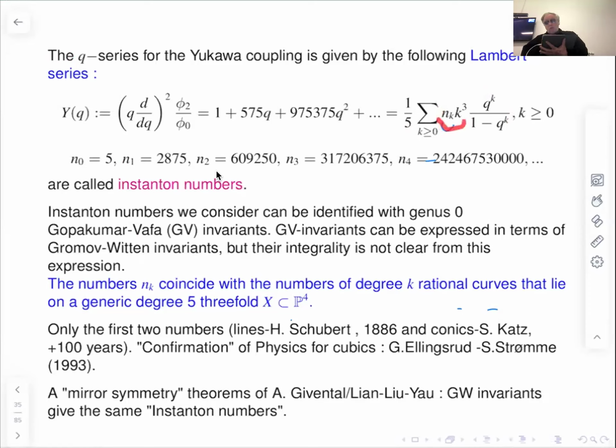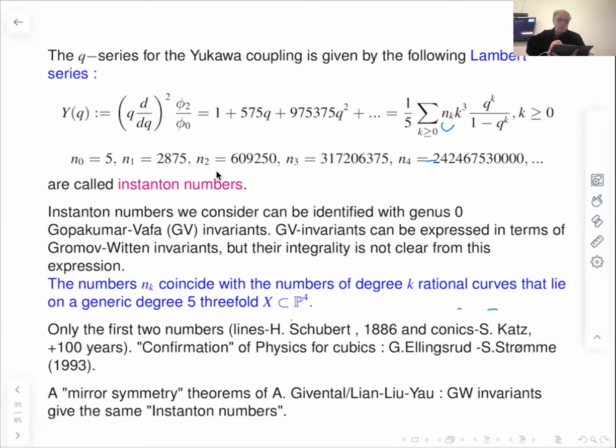Then these coefficients, up to this common factor 1 over 5, are always integers, so they have a common factor k^3 for each k, and n_k have very, very interesting numerological meaning. Namely, people knew this when physicists computed. They knew these two numbers and said, oh, we know these numbers are classical geometric invariants. They are numbers of degree 1 and degree 2 rational curves lying on the generic degree 5 threefold in P4.